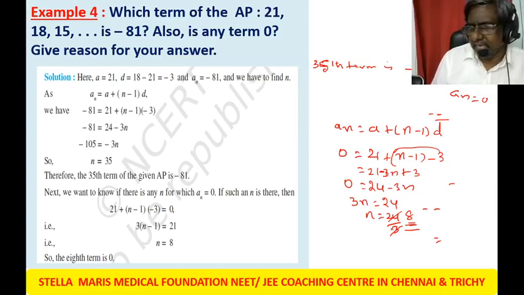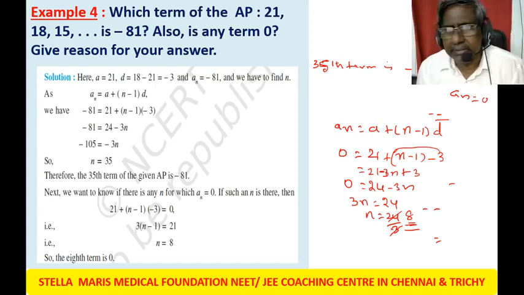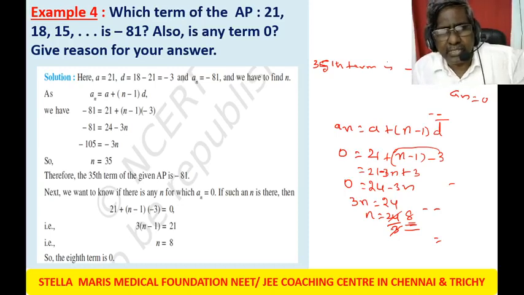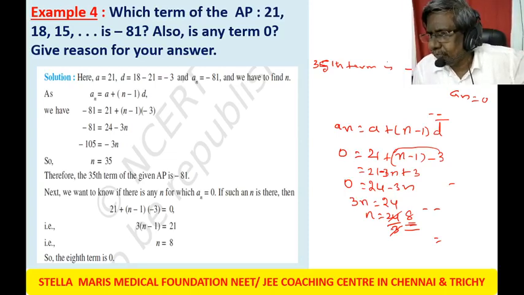So n is 8, so the 8th term will be 0. The 35th term is minus 81. See how I have solved it? Sai, it's okay? Yes, the term is right. Good. Yes, Babu, you are right. Sai, okay. What about Shivakumar Snegit?